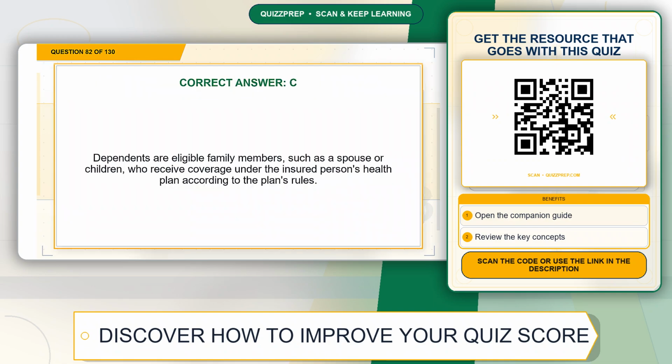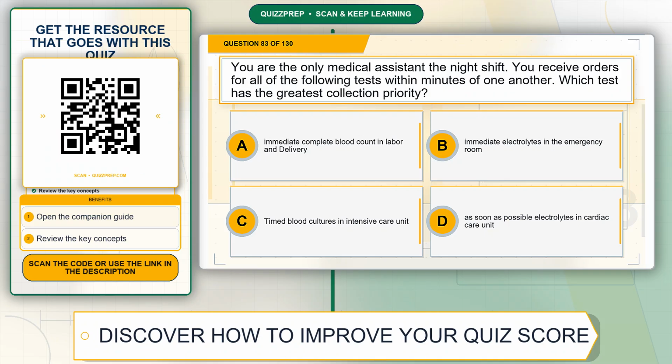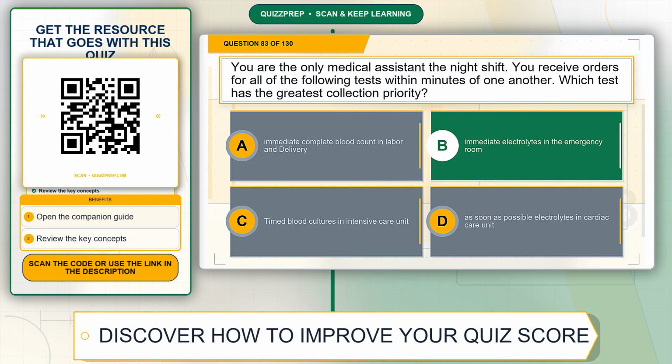Explanation. Dependents are eligible family members, such as a spouse or children, who receive coverage under the insured person's health plan according to the plan's rules. Question 83. You are the only medical assistant on the night shift. You receive orders for all of the following tests within minutes of one another. Which test has the greatest collection priority? Option A, immediate complete blood count in labor and delivery. Option B, immediate electrolytes in the emergency room. Option C, timed blood cultures in intensive care unit. Option D, as soon as possible electrolytes in cardiac care unit. The correct answer is option B, immediate electrolytes in the emergency room.